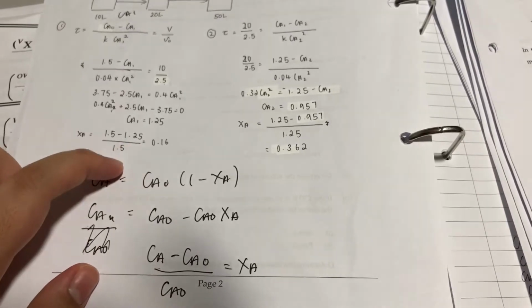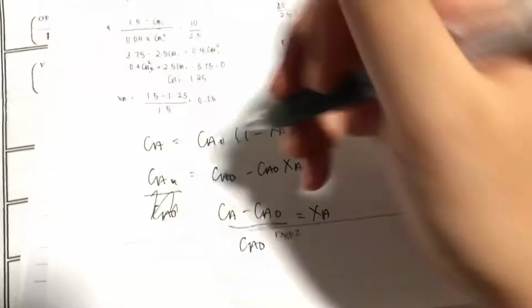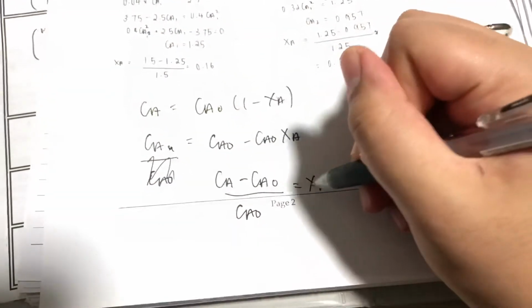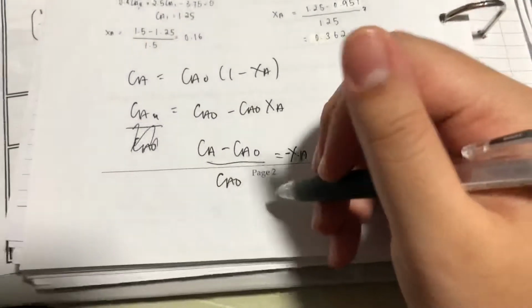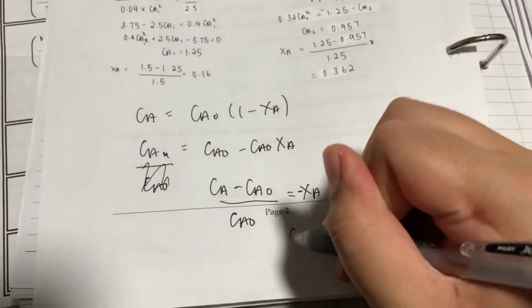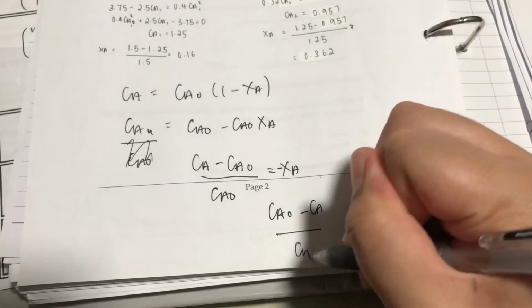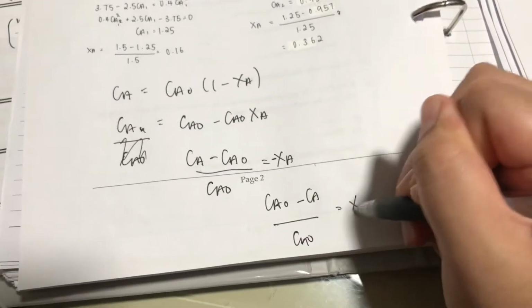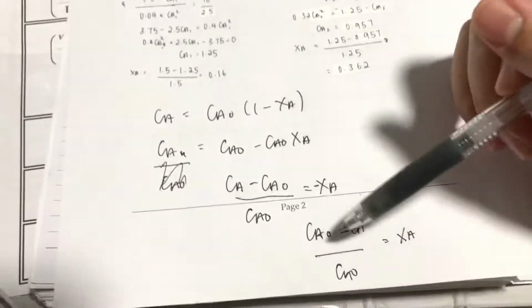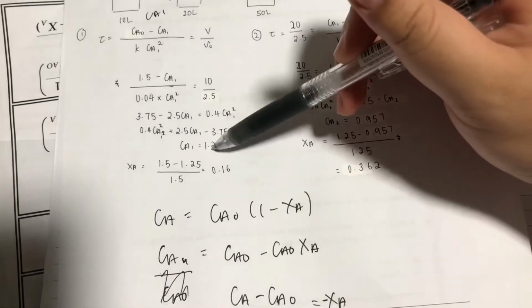Wait, sorry, yeah, this is negative. There's a negative here. So it's a negative here, and so it's a negative here. So when we flip it, it becomes a positive: CA naught minus CA over CA naught. That's my XA. Okay. So this one you need to remember also. So that's where we substitute for this one.